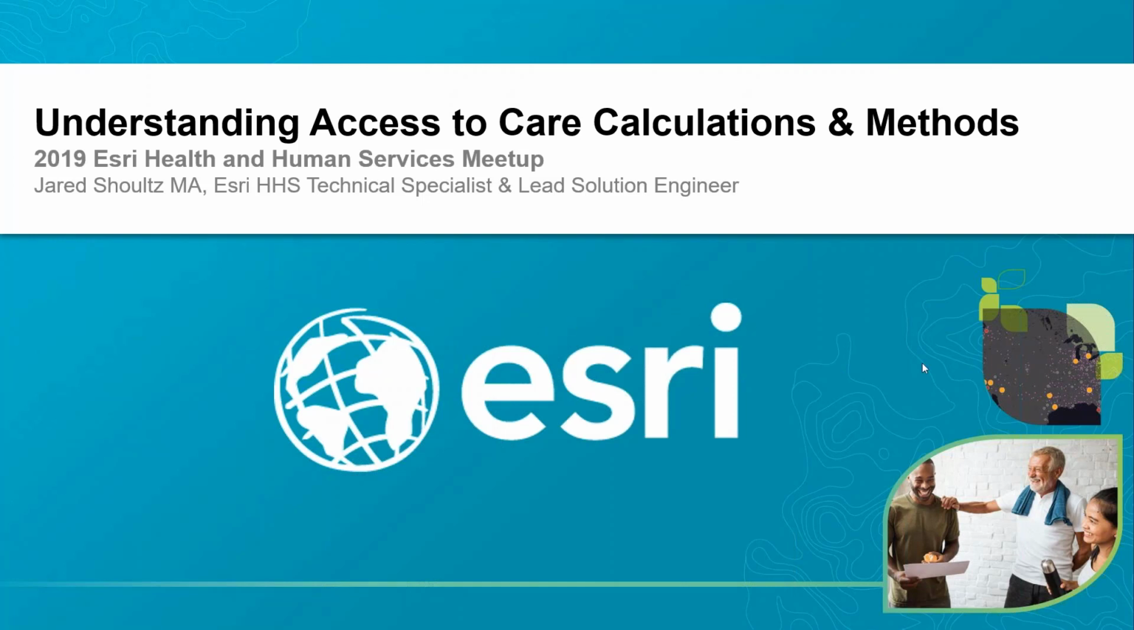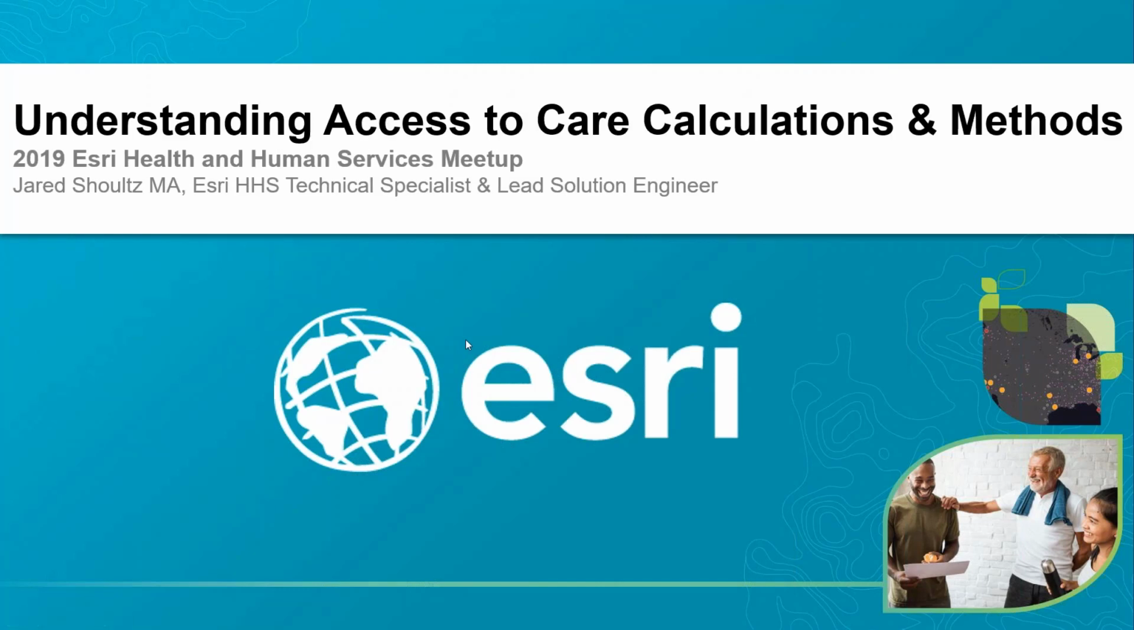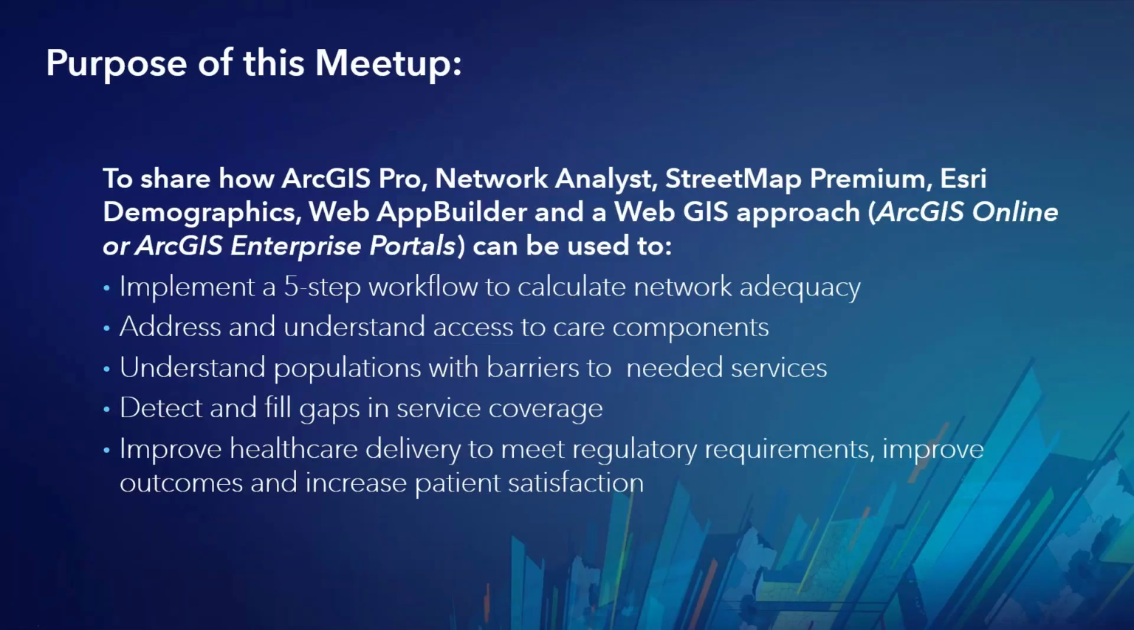All right, so the purpose of this meetup is to show you, and I'll click through some of the steps. A lot of times I'll just show you the results of the analysis, how to use ArcGIS Pro, the Network Analyst extension, StreetMap Premium, Esri Demographics, and Web App Builder, and using an overall WebGIS approach that leverages either ArcGIS Online or ArcGIS Enterprise portals, and how that can be used to measure and understand overall network adequacy.